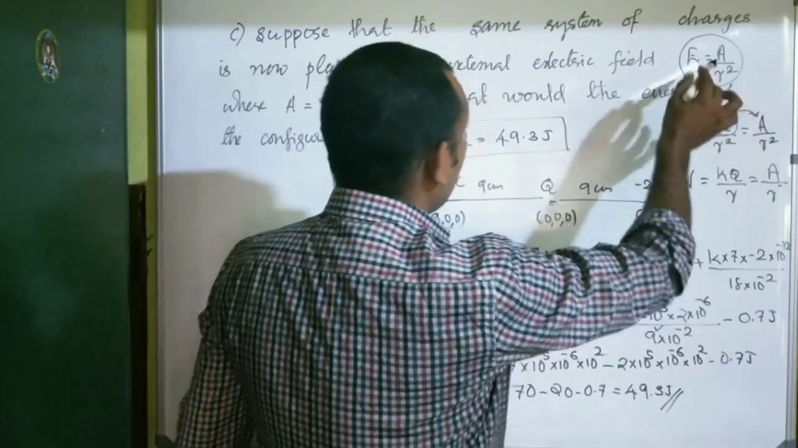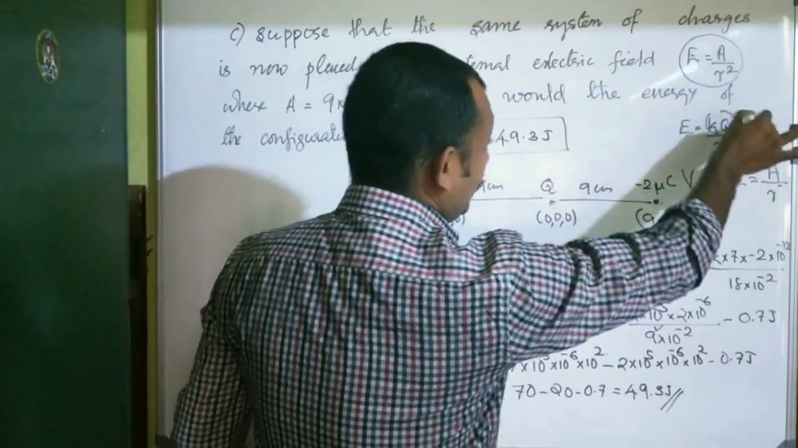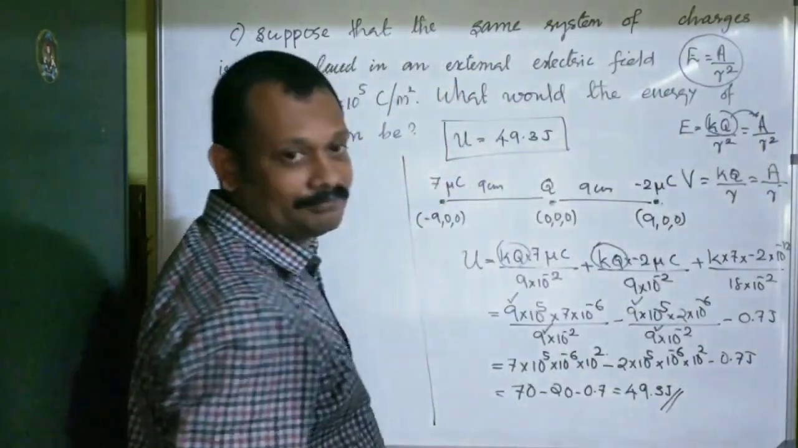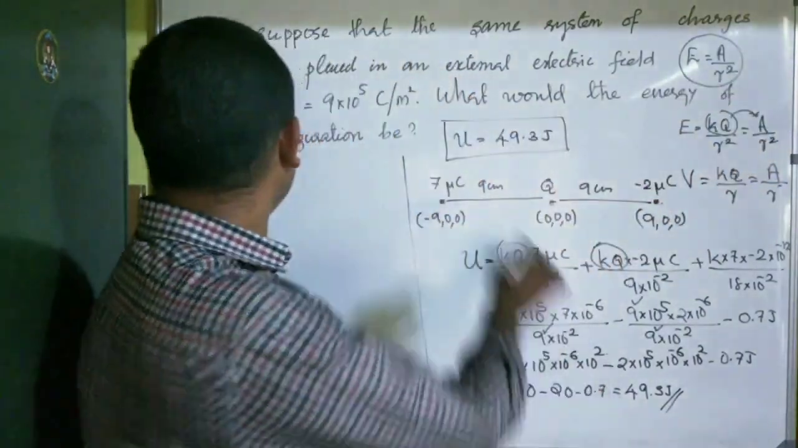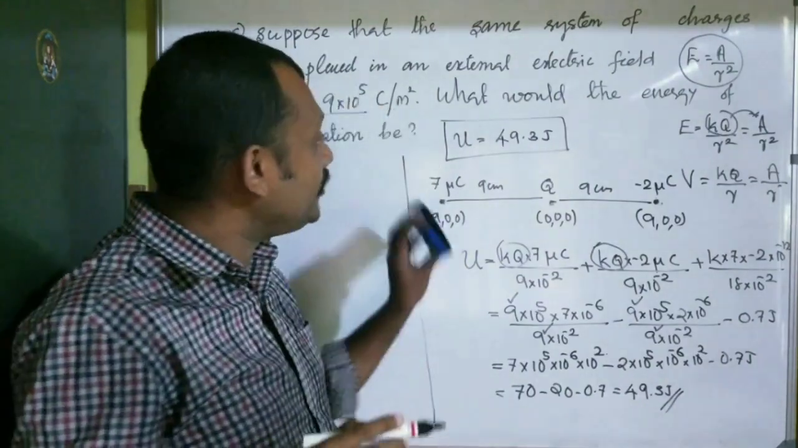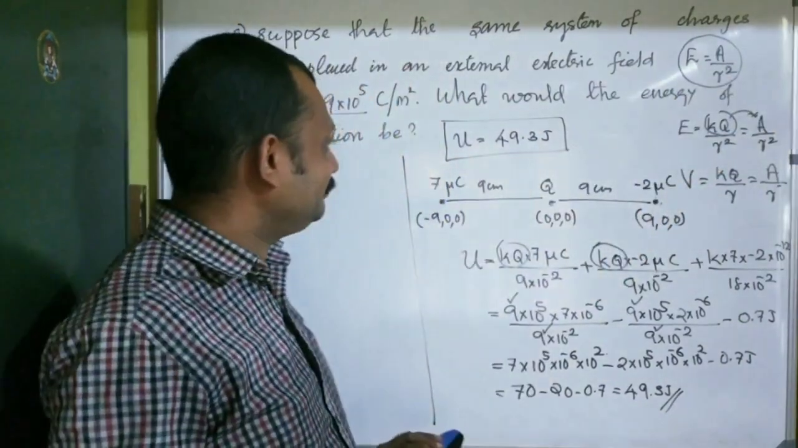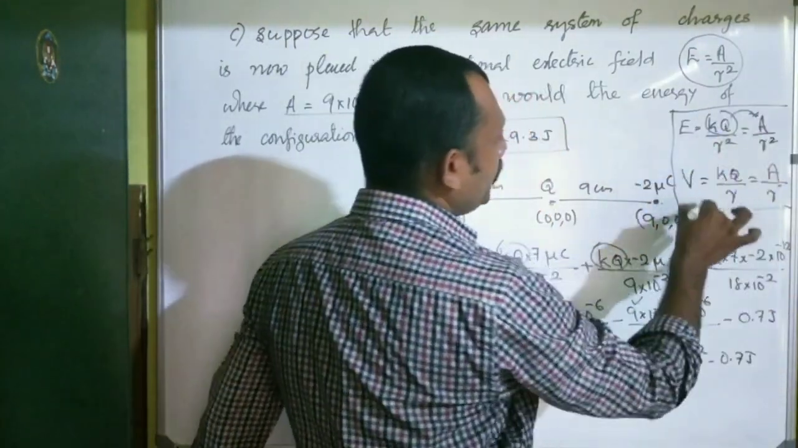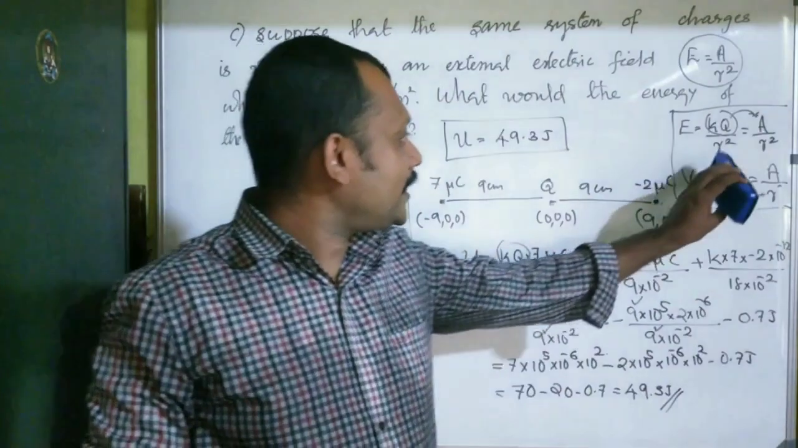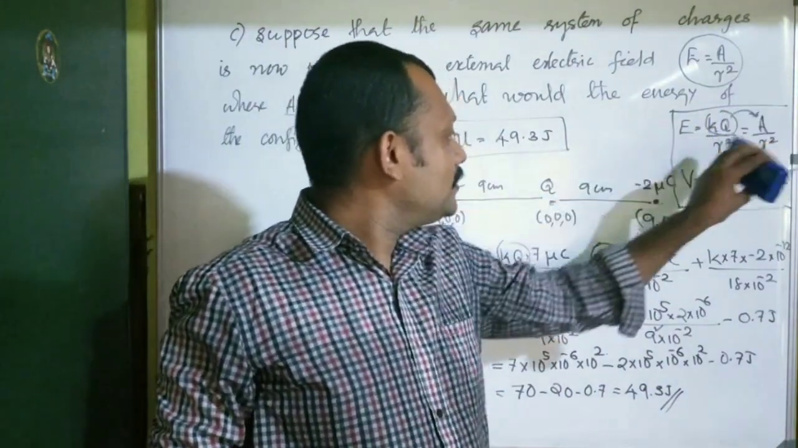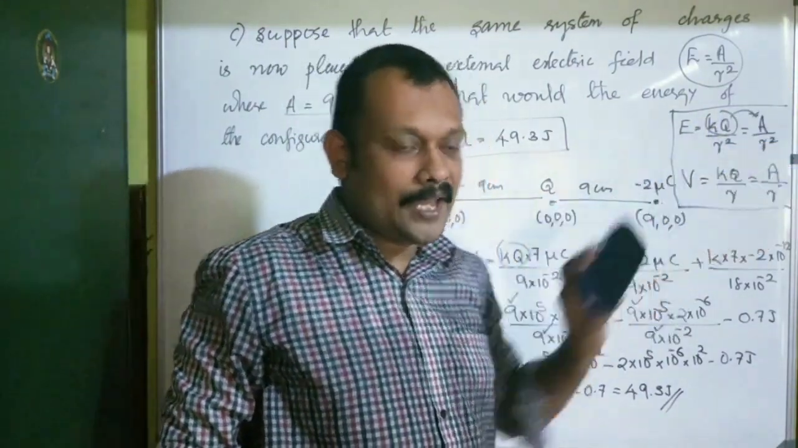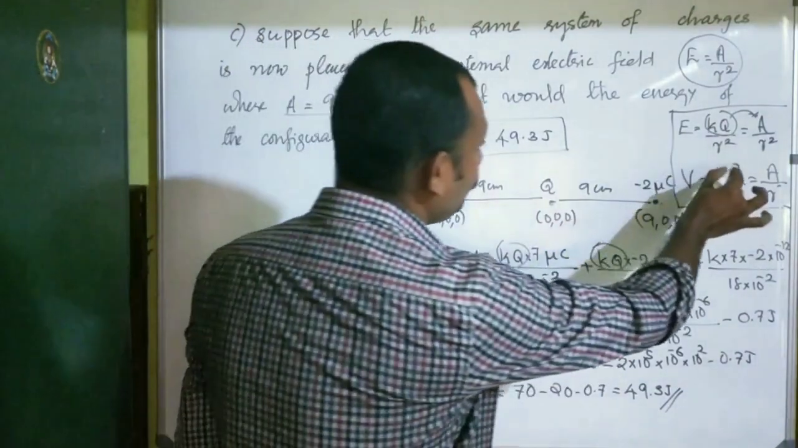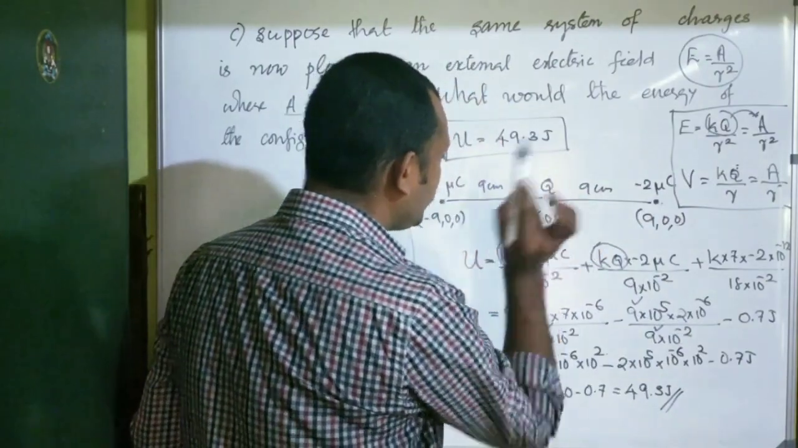E is equal to KQ by R square. I say this and this equation given is A by R square. Comparing these two equations, I would say A is equal to KQ. The value of A is given as 9 into 10 to the power 5 joule. If this is the formula for the electric field, then the electric potential V is equal to KQ by R. But KQ is already A. So we get V is equal to A by R. In this formula, as I told you, the charge Q is located at the origin of the coordinate system.